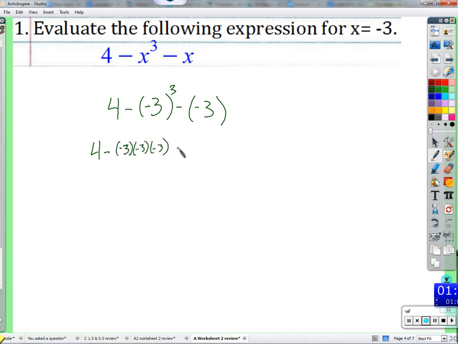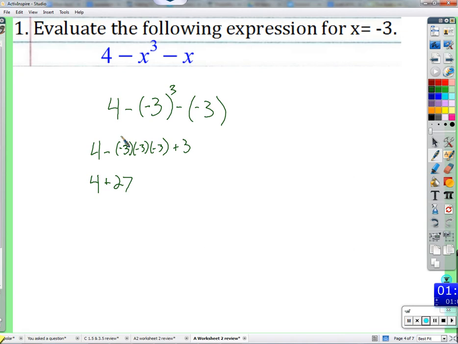You don't have to write this, of course, but how about minus negative 3? What's that? Plus. Okay, what's negative 3 times negative 3 times negative 3? Negative 27. We get a positive here, and then times a negative, and then we have a negative here, so we do wind up with a plus 27 there. Well, this is minus negative 27, so it's plus 27.